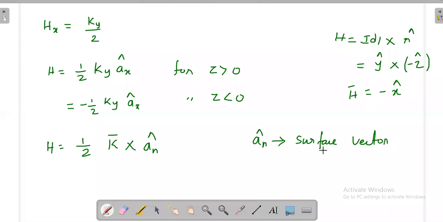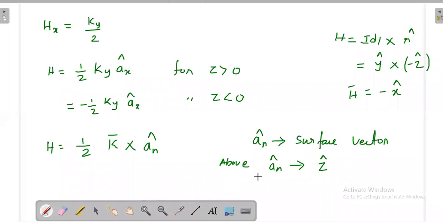Okay, n cap is the surface vector. If you are above the surface, what is n cap? If you are above the surface, n cap is the z cap direction. If you are below the surface, the n cap is, what, sir? Minus z cap direction.